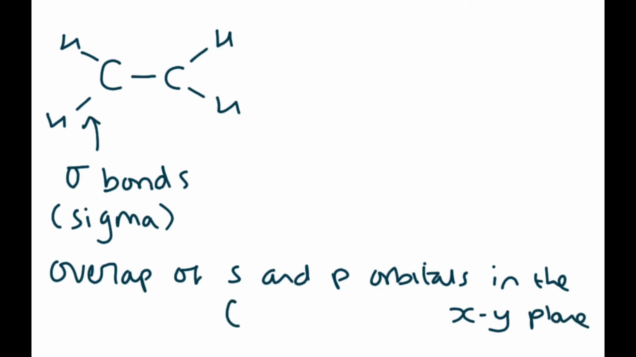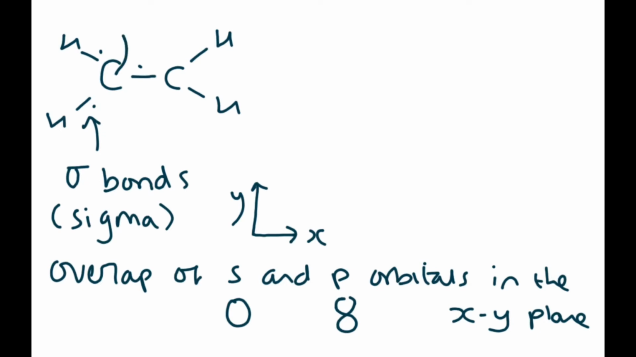Remember, an s orbital is a sphere and a p orbital is the dumbbell shape, yeah? So we have the overlap of the s and p orbitals in the xy plane. So x and then y, yeah? But carbon has got 1 outer electron in that bond, 1 outer electron in that bond, and 1 outer electron in that bond. So it's got 3 outer electrons. But carbon's got 4. Carbon should have 4 outer electrons.